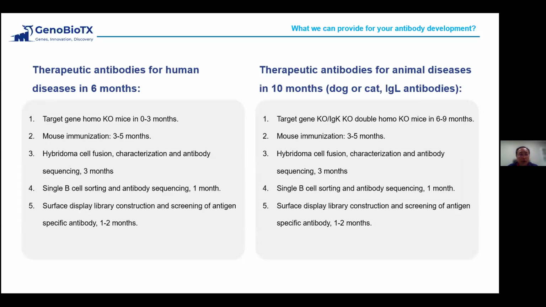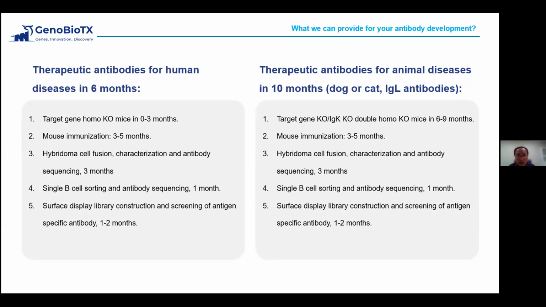Why is it longer than human disease? For some of those therapeutic antibodies for animal disease, for example, dog or cat, the majority of the antibodies in dog and cat's blood are Ig lambda antibodies, not like that of a human or mice. For human and mice, the majority of our antibodies are Ig kappa antibodies. It's really hard to caninize or felinize those mouse Ig kappa antibodies into Ig lambda antibodies. So right now, it's really hard for that.